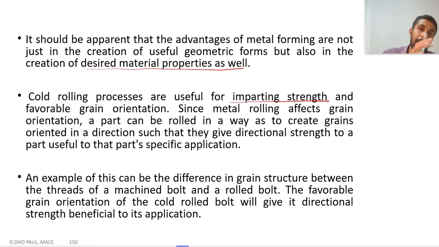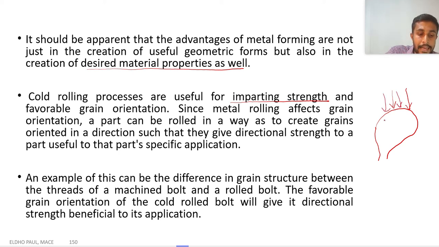According to the direction of force applied, we need a favorable grain structure which increases the strength of the component. That is also possible with metal forming. Since metal rolling affects the grain orientation, a part can be rolled in such a way that the grains are oriented in a direction that gives directional strength to the part for a specific application. For example, this is a turbine blade, and during working, the force may be applied in this direction.